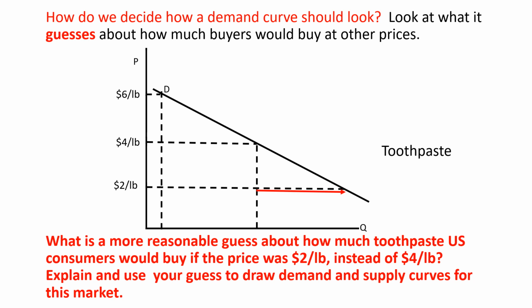Try writing down your guess about how much more toothpaste U.S. buyers would buy if the price was only $2 a pound instead of $4 a pound, half the price, and explain why you guess that.